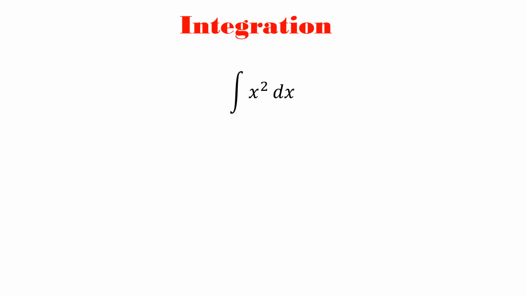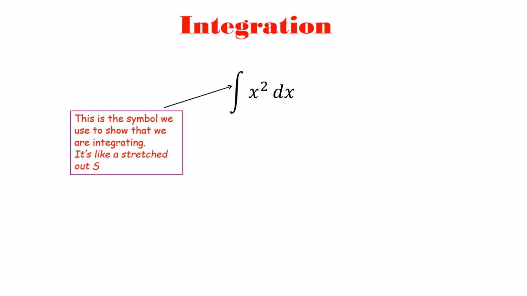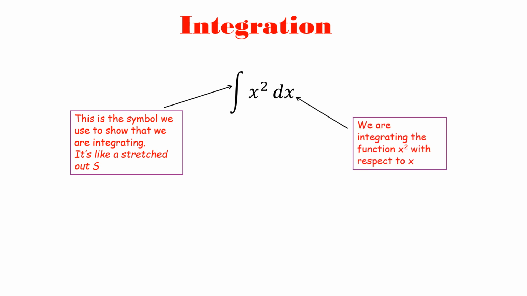Here we have the integral of x squared dx. This is our symbol to integrate, our integral symbol, which is like a stretched out S. We also include dx, which tells us what we're integrating with respect to. These two things come in pairs. The only time you can integrate is if you have this symbol and a d-something. It's usually dx, but it could be dt, it could be d anything. So we're integrating the function x squared with respect to x. What we mean by with respect to is that's the thing we do the rule to. So the x squared here is what we do the rule to.